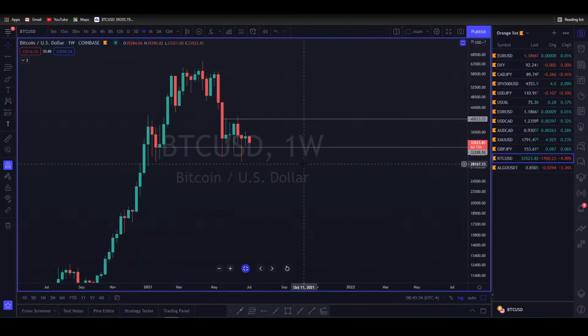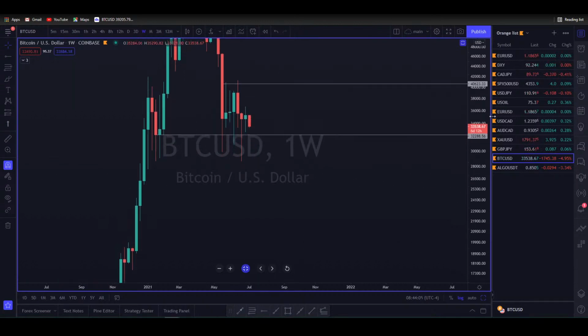32,288 spot 56. That's your weekly support. As long as you're closing weekly candles above that level, you have held support. Bitcoin has held support. 1, 2, 3 tests, well, 4 here. It's held. This weekly close was important yesterday.